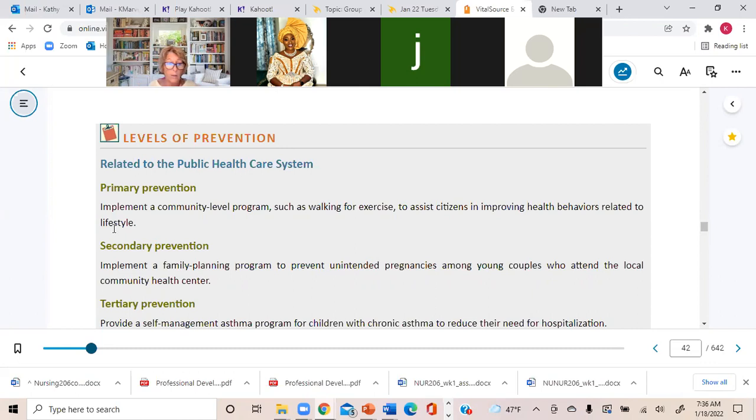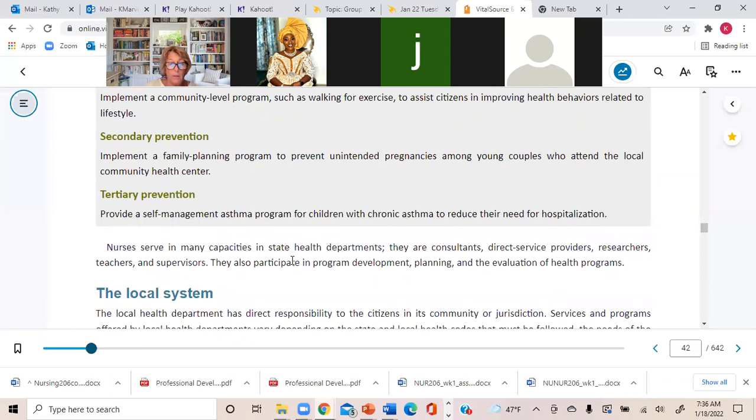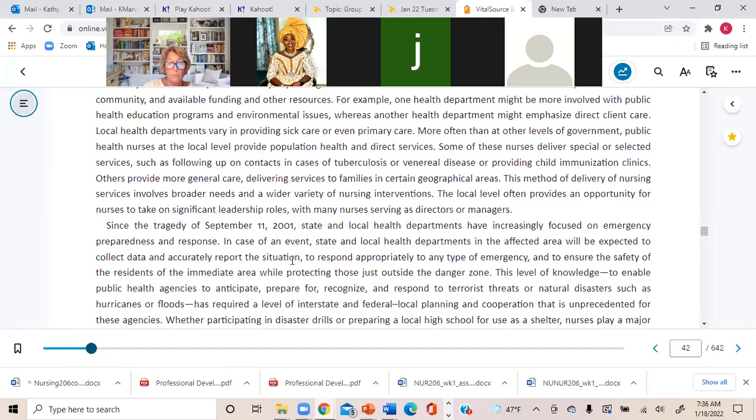And then secondary would be an example of secondary. There's plenty, but they identify implementing a family planning program to prevent unintended pregnancies. So early intervention, early detection, screening. And then tertiary provides a self-management asthma program for kids with chronic asthma. The kids already have the asthma, so we're trying to help them manage it.